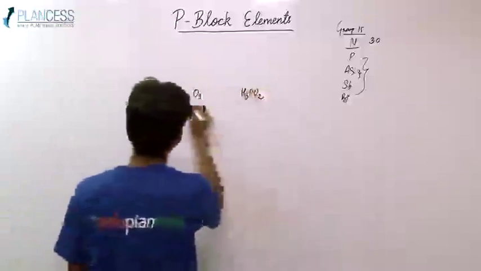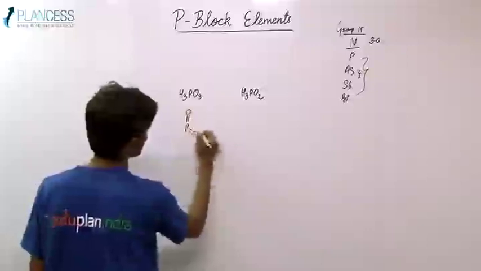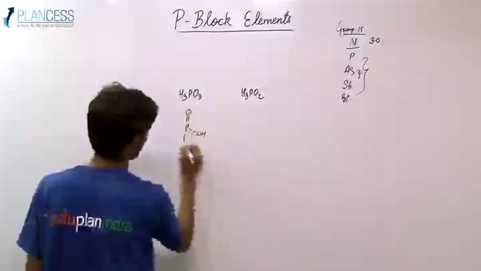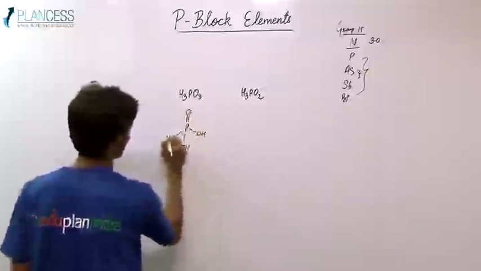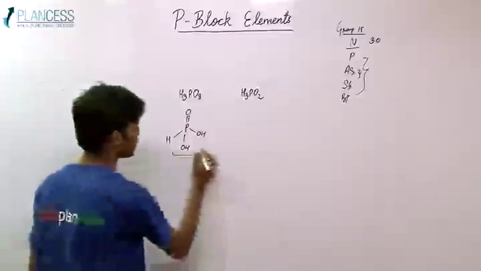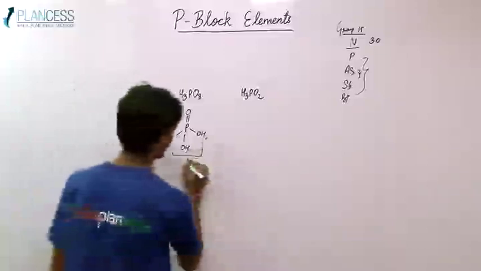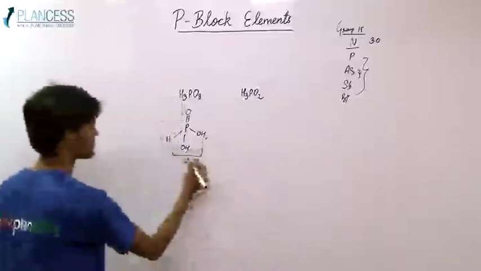basicity 1. So the structure of H3PO3 would be P double bond O, here it is OH, here it is OH, and here it is H. So one hydrogen is directly connected to phosphorus, and therefore it has basicity 2 only. This hydrogen and this hydrogen are available for deprotonation, so it has basicity 2.